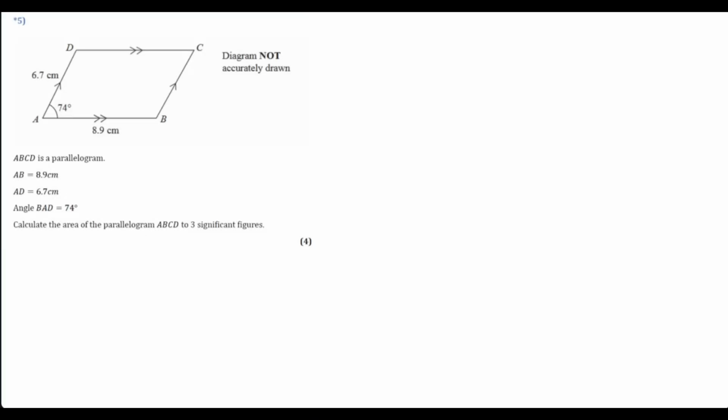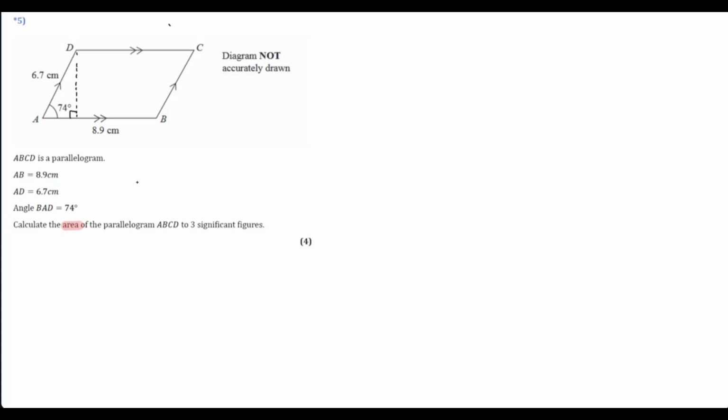That's finished. Number 5, ABCD is a parallelogram, and we're given some lengths here for AB, AD, and angle BAD is 74. Calculate the area of the parallelogram to 3 sig fig. Okay, so how are we going to tackle this? Could we perhaps slice it down in that section, that would be a right angle, so it would be perpendicular to the base. Could I work out the length and then use the base times height?